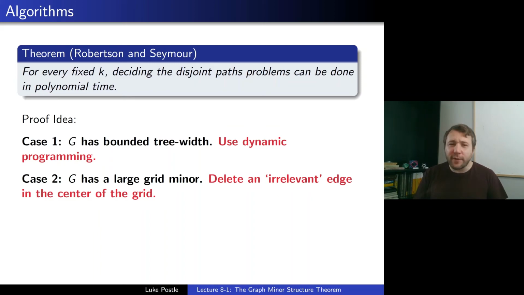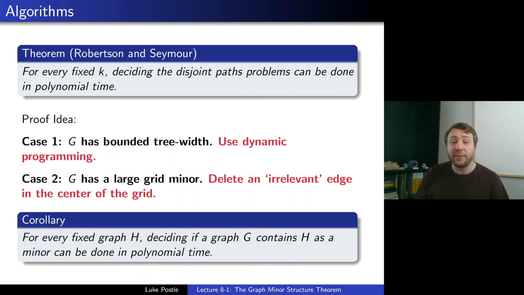So it's some very rough idea, maybe didn't cover all the cases, but you can see how tree width and grid minors can play an important conceptual role in deciding this kind of question, which seems to be nothing about grids or minors or tree width, but it's fundamental. Now, as a corollary, maybe you can understand that for every fixed graph H, deciding if graph G contains H as a minor can be done in polynomial time.